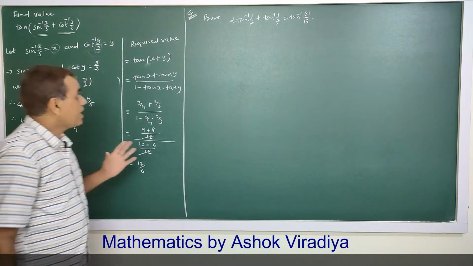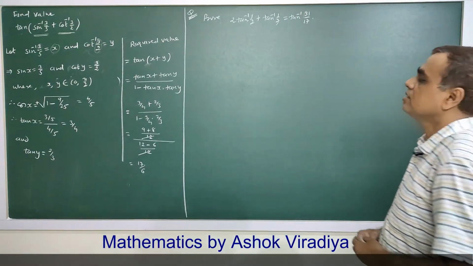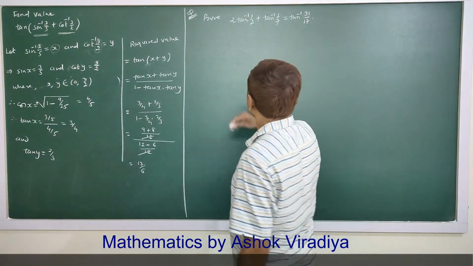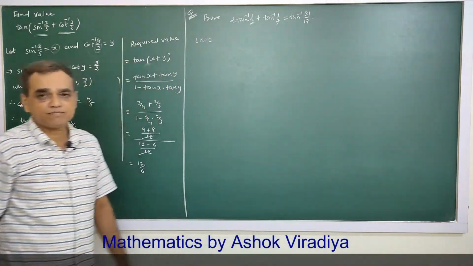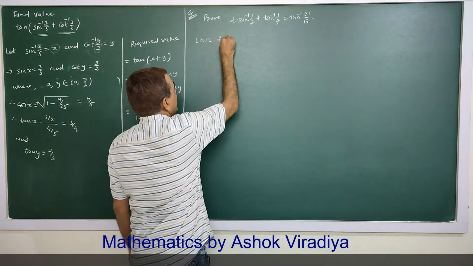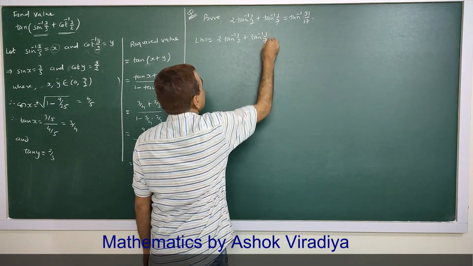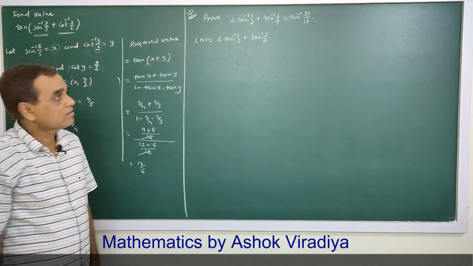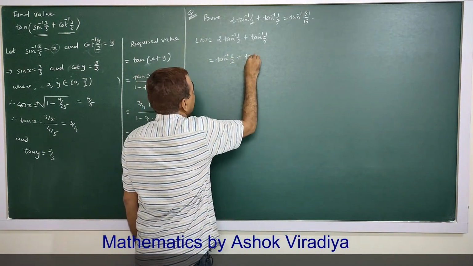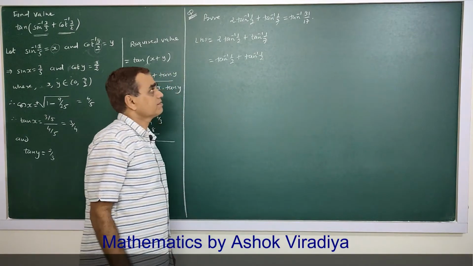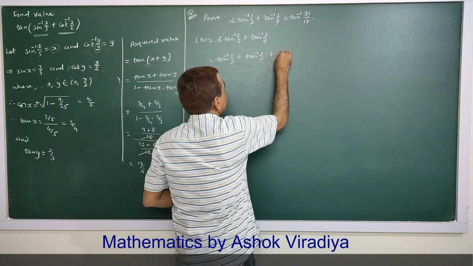So this is the required value. Now here in this question, we prove it beginning from the left hand side. The left hand side is 2 times tan inverse 1/2 plus tan inverse 1/7. 2 times tan inverse 1/2 can be written as tan inverse 1/2 plus tan inverse 1/2, since 2y is y plus y. The other term stays as it is.